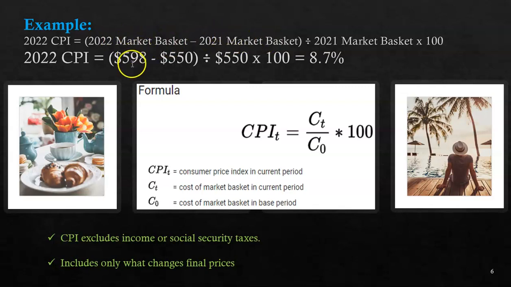And based on this, the prices are higher. See how the market basket is $5.50 for 2021? The same goods, if we were to purchase everything in that basket all over again, we find that it is $5.98. Well, we deduct the last year's basket from this year's, and then we divide by the base, which happens to be the previous year. If you look at it down here, current CPI is right here. Cost of market basket in current period, that's your numerator. Cost of market basket in base period, there is such a thing as a base year.